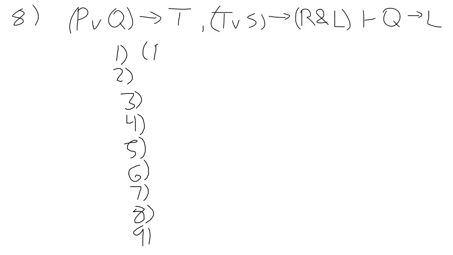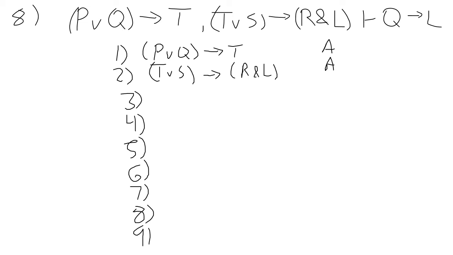Moving on to 8, we've got a conditional statement here as one assumption. We've got another conditional statement as our second assumption. 2 assumptions, 1 and 2. Let's look at our conclusion. Our conclusion is a conditional statement, so we're going to assume the left-hand side in 3, and we're going to look to get to our consequent there, which is just L.